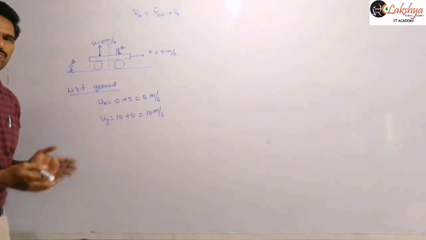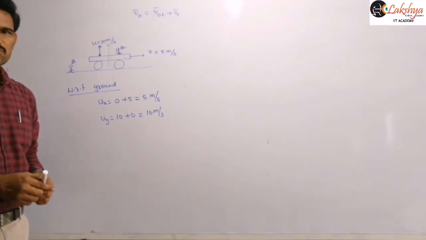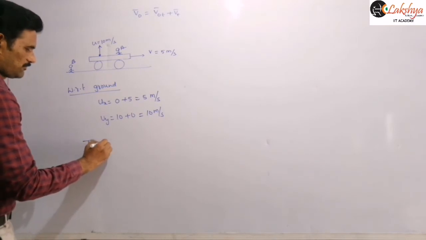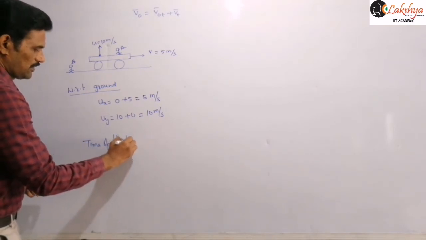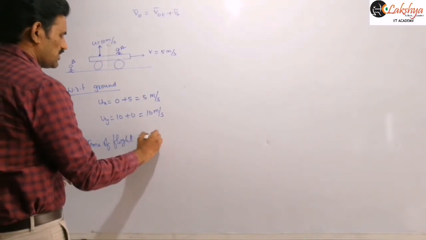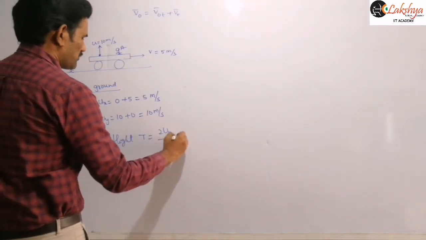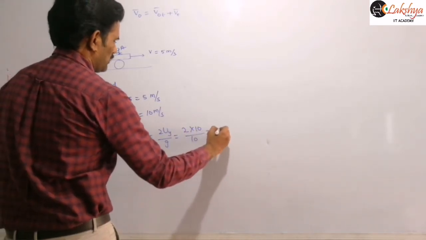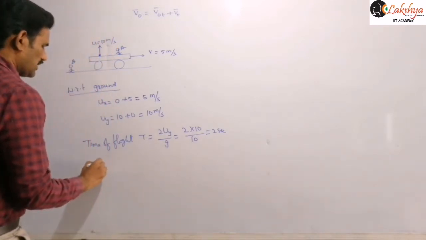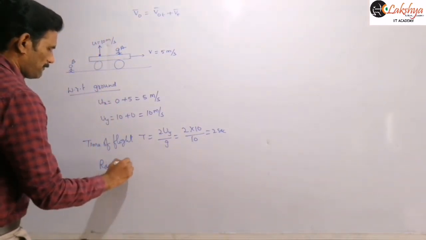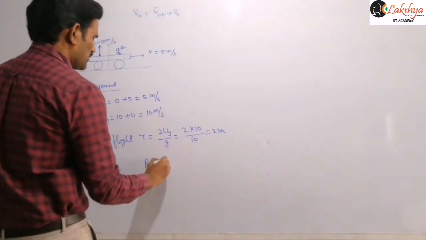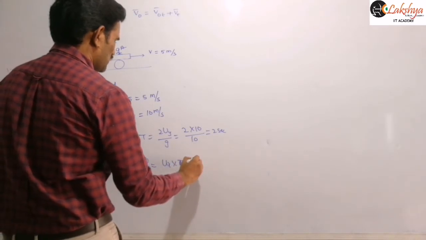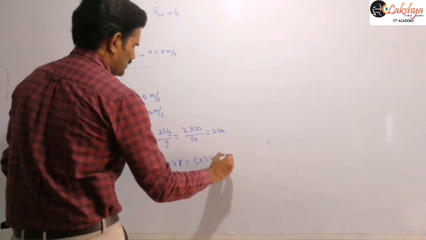And as we know, if you know this data, you can calculate anything regarding the projectile. So you can write the time of flight t is equal to 2 uy by g. That means 2 into 10 by 10, so 2 seconds. Range R is equal to ux into t. So this ux is 5 into 2, 10 meters.